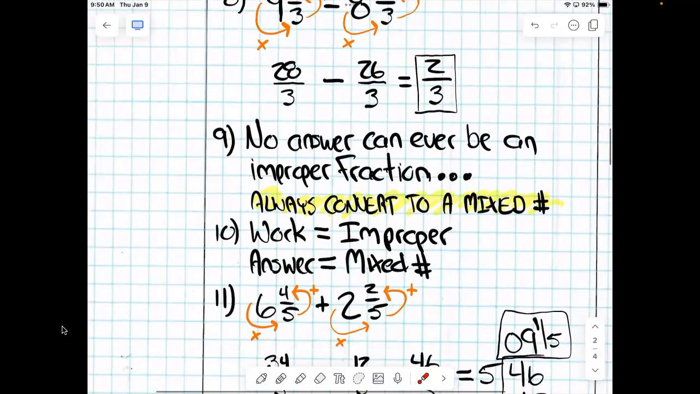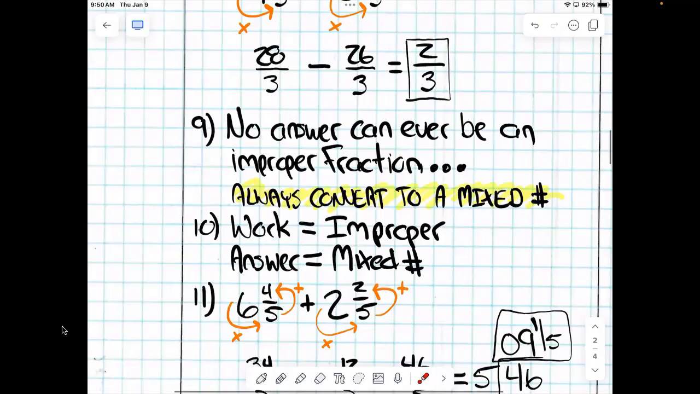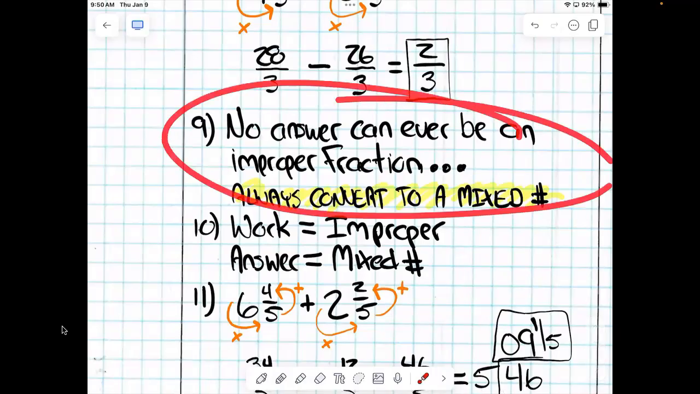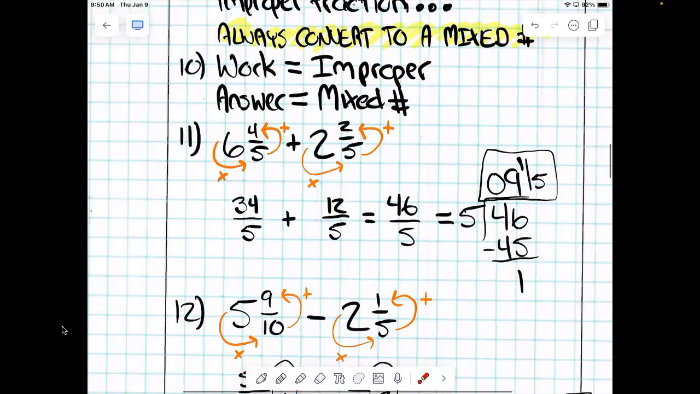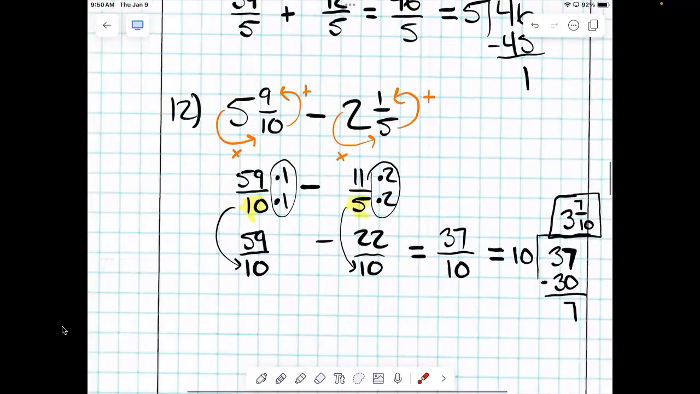Here's just another example. I'm going to skip down to number 9 and number 10. Let's read number 9 together on the count of 3. 1, 2, 3. So no answer can be an improper fraction. Always convert to a mixed number, right? Okay. I'm going to skip number 11. It's just another example. Number 12.